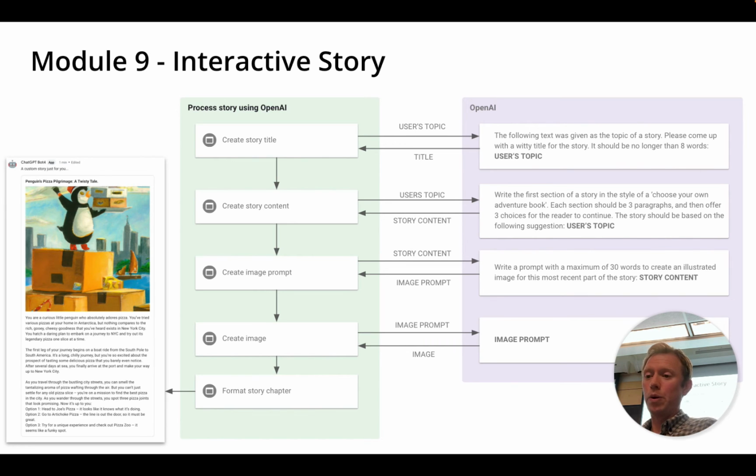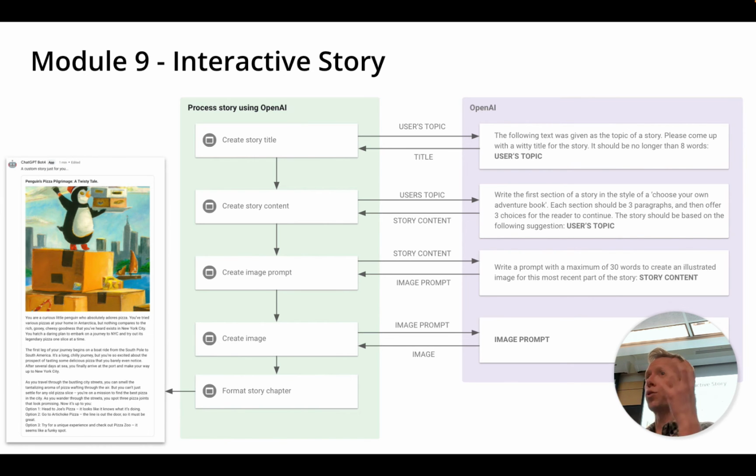It's a lot of code, and we won't go through all the code, but here's the cool stuff that it's doing with OpenAI. The first thing it's going to do is create a story title. So we've got the topic from the user. It's going to send that over to ChatGPT, and the following text was given as a topic of a story. Please come up with a witty title for the story. It should be no longer than 8 words. Here's the user's text. It'll send back the title to us.